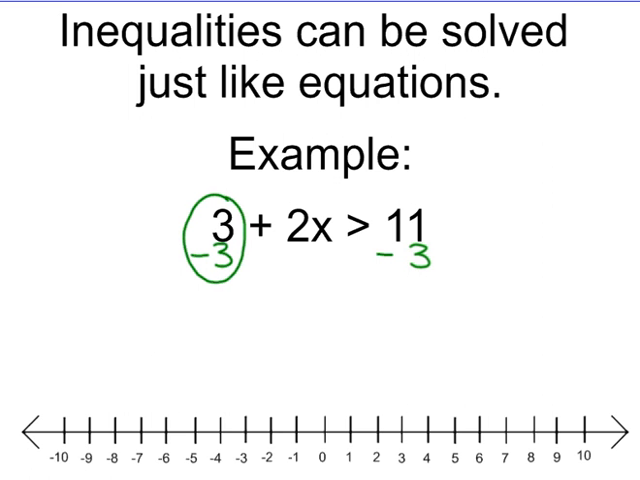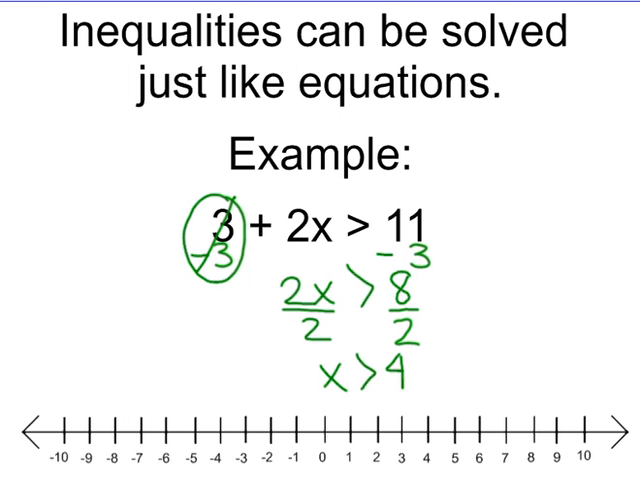This is my 0 pair, so I'm left with 2x is greater than 8, and now I'm going to divide by 2 on each side. So my inequality becomes x is greater than 4.